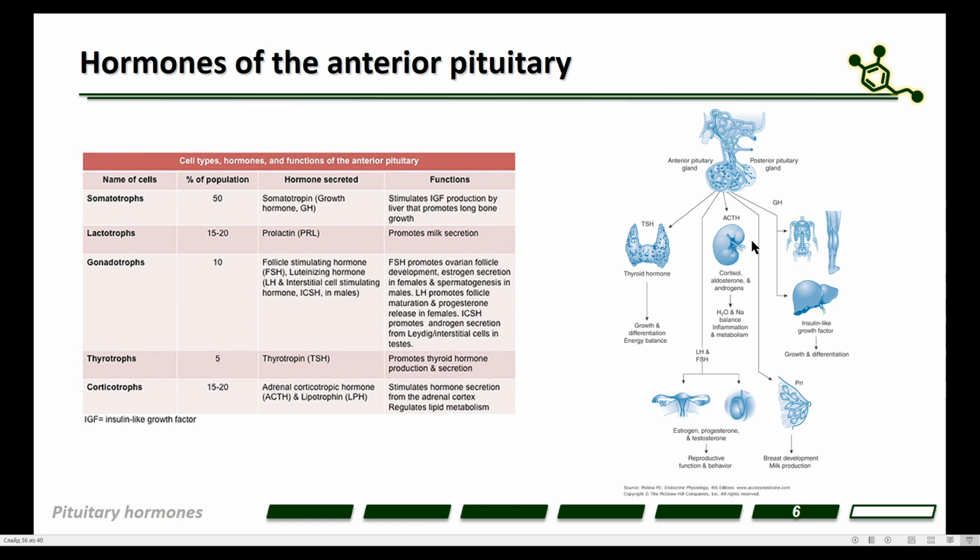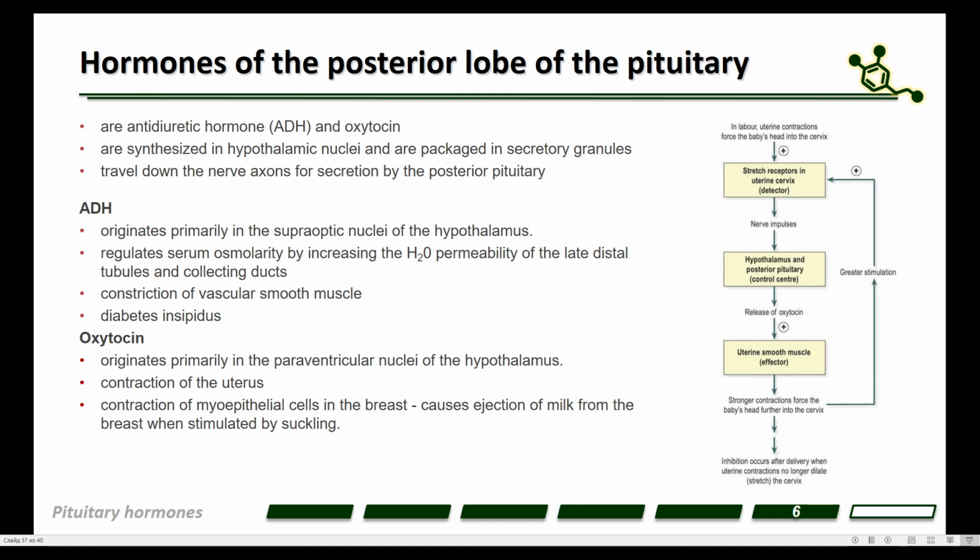which acts on the suprarenal gland cortex for cortisol production, prolactin for breast development and milk production, and we also have growth hormone, which might act on organs and tissues through insulin-like growth factor for growth and differentiation. And these hormones will be produced by the cells, somatotrophs, lactotrophs, gonadotrophs, thyrotrophs, and corticotrophs respectively. And here is the summary on functions and hormones secreted by the anterior pituitary.